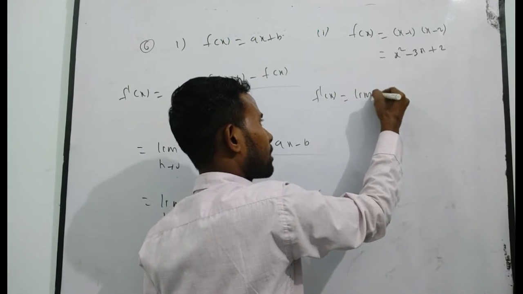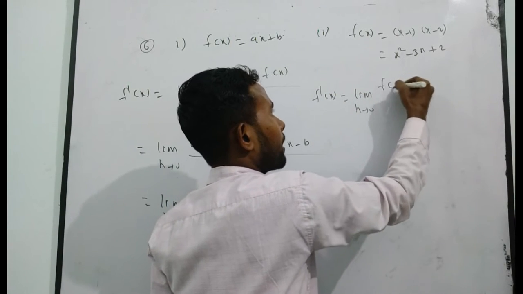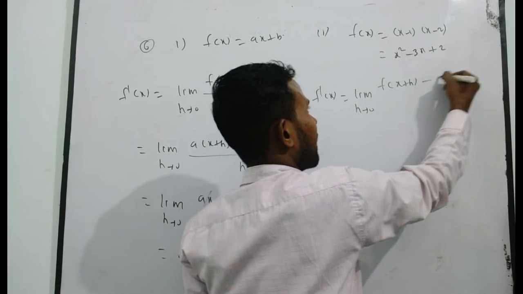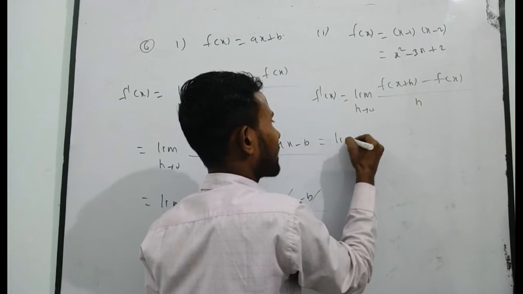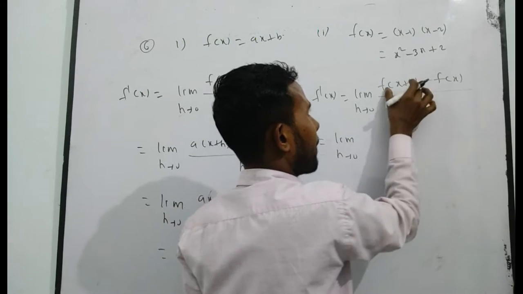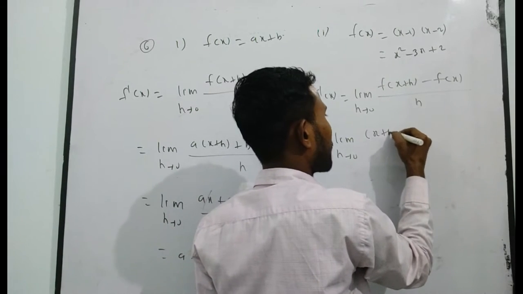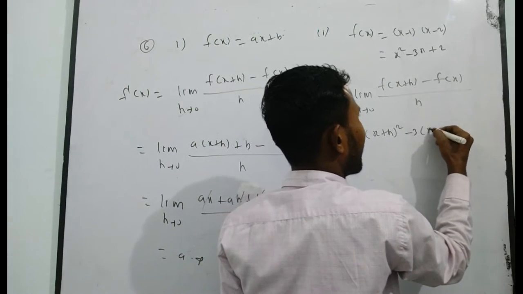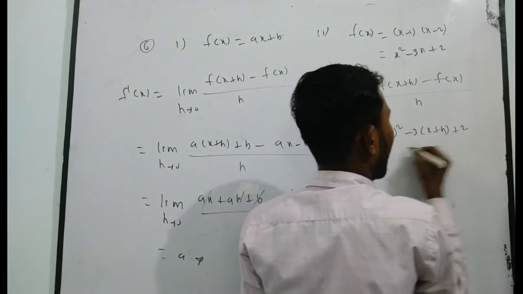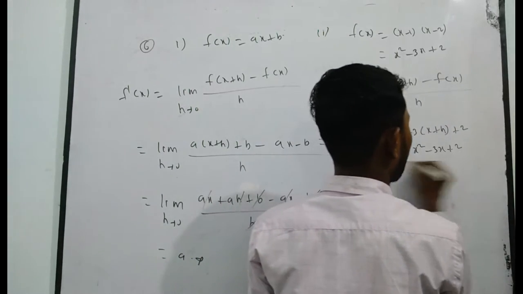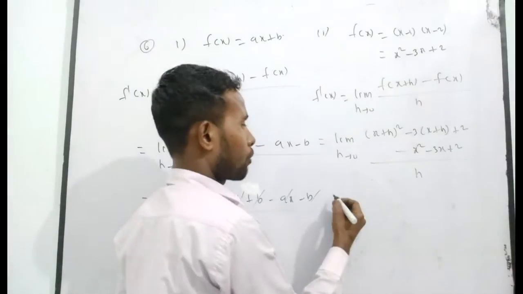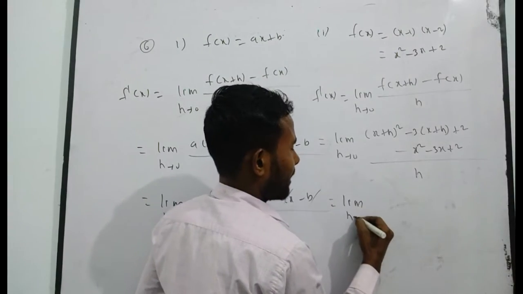It will be limit h tends to 0 of f(x plus h) minus f(x) divided by h, which will be limit h tends to 0 of (x plus h) whole square minus 3 times (x plus h) plus 2 minus f(x), that means x square minus 3x plus 2, divided by h. Can you write? Now you have to simply expand it.